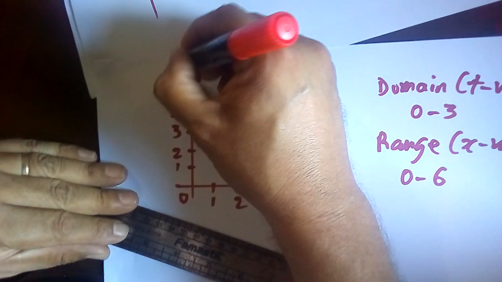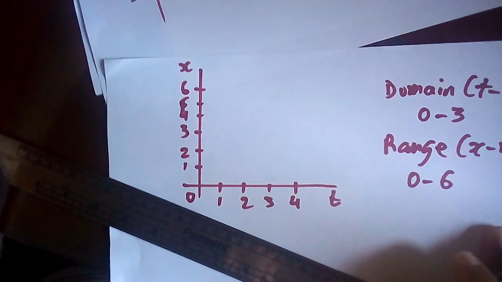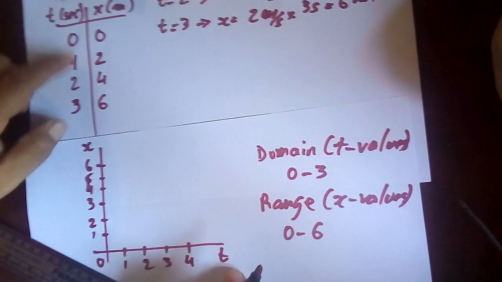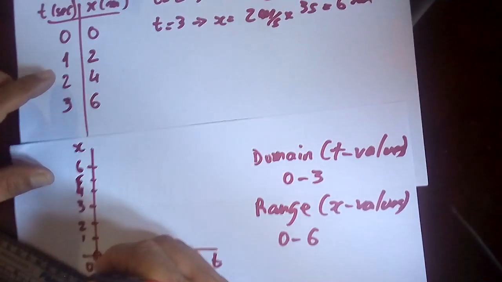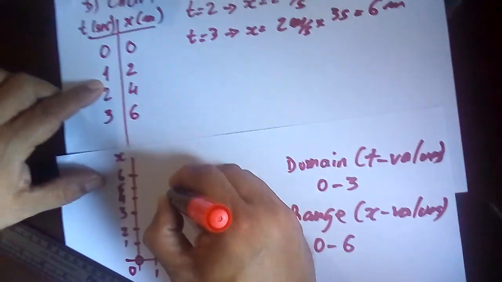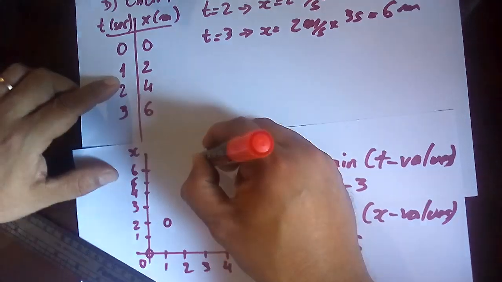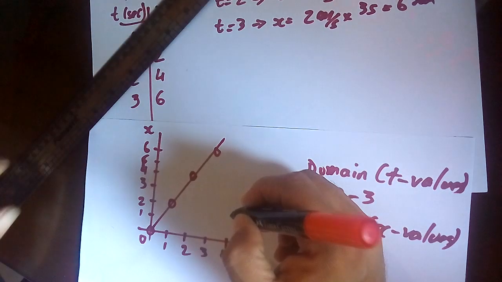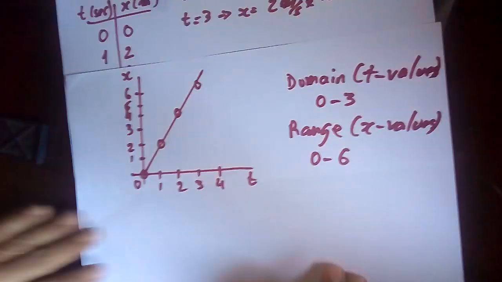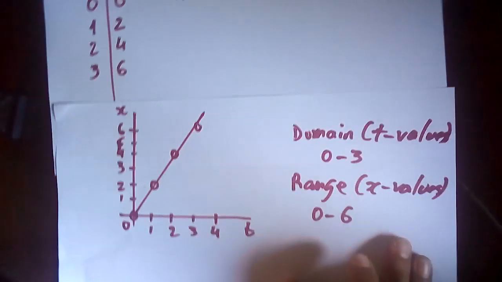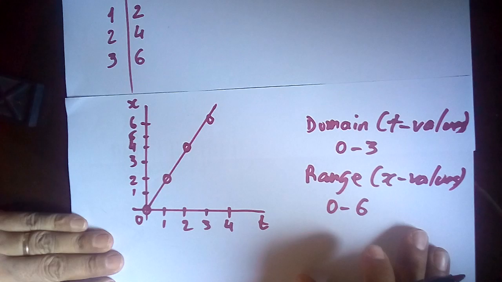This is time and this is position x. So I read my chart and I use those numbers to complete my graph. When time is 0, x is 0, so I start at the origin. When time is 1, my position is 2, I go there. When time is 2, my position is 4. And when time is 3, my position is 6. So this is the graph of my motion that describes the motion. And basically this finishes the exercise.